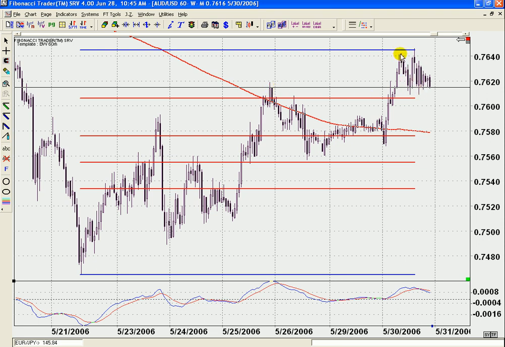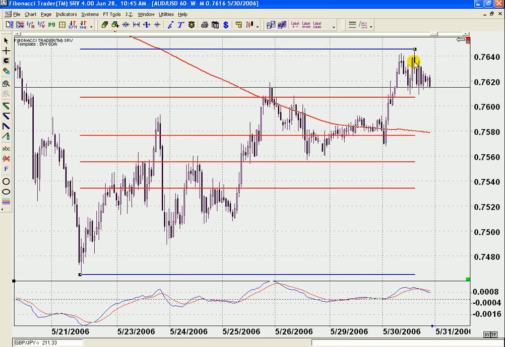However, we've seen a rally on this day, and then we've seen a second attempt to move through 76.40 over here. And what we've done here is price has consolidated in this somewhat of a downward wedge pattern.